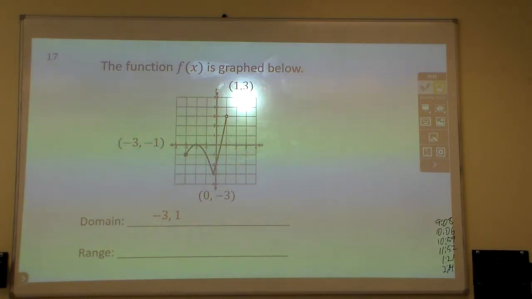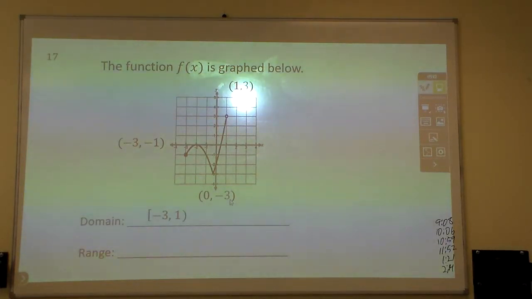And then all I got to do is look at whether they're what? Brackets or parentheses, right? The -3 is equal to, so it's a bracket, and the 1 is not, so it is a parentheses. Here's the one people will miss. What's the smallest y? It's not there, it's down here, and it's the y value for the range.